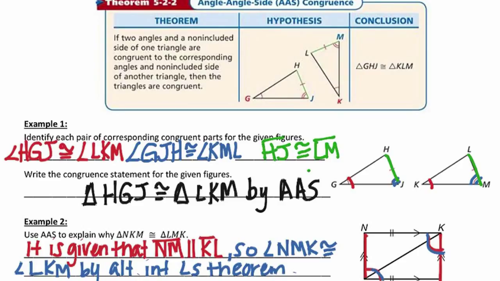It is also given that NK is parallel to ML. So because NK and ML are parallel, we know that angle NKM and angle KML are congruent by the alternate interior angles theorem. So by angle, angle, side, we know that the two triangles are congruent. So triangle NKM is congruent with triangle LMK by angle, angle, side.